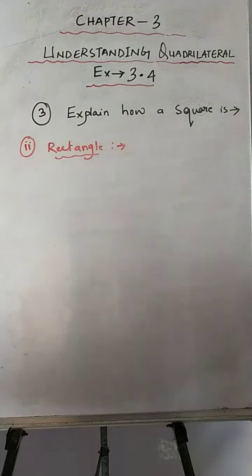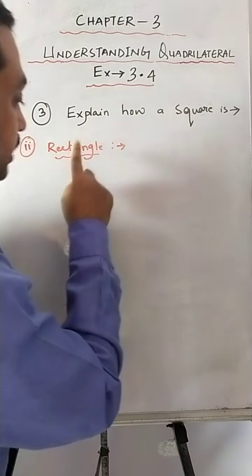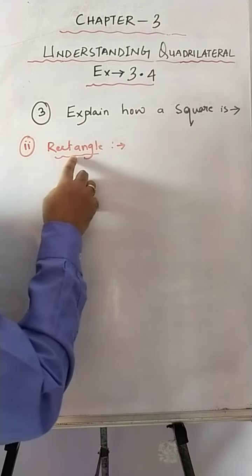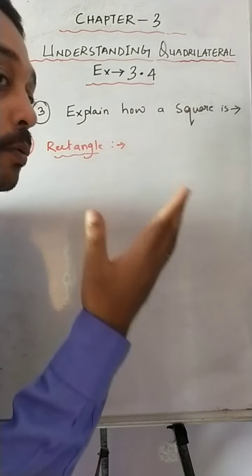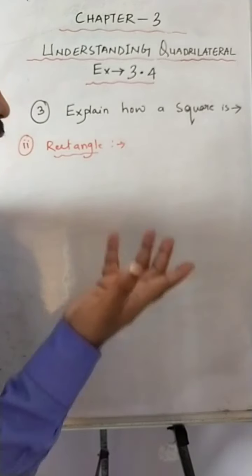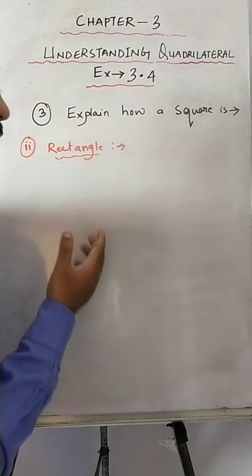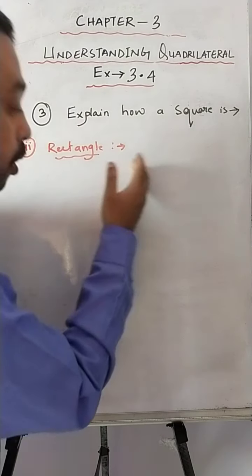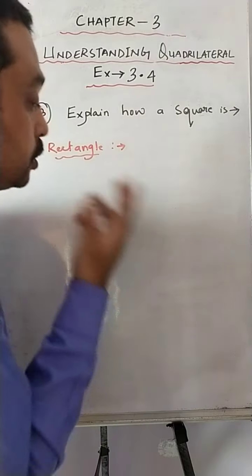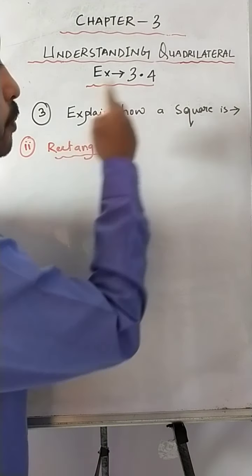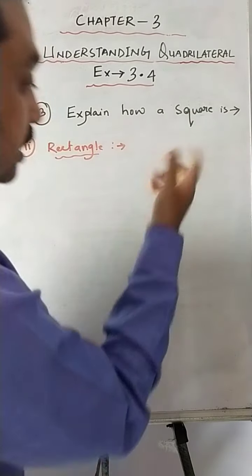So we can say that square is a rectangle, but rectangle is not a square because in a rectangle all the sides are not equal to each other. So if the question is asked why a rectangle is not a square, then what will you write? You will say that since in a rectangle all the sides are not equal, a rectangle cannot be said to be a square. Okay, so I am giving you the hint for both sides.